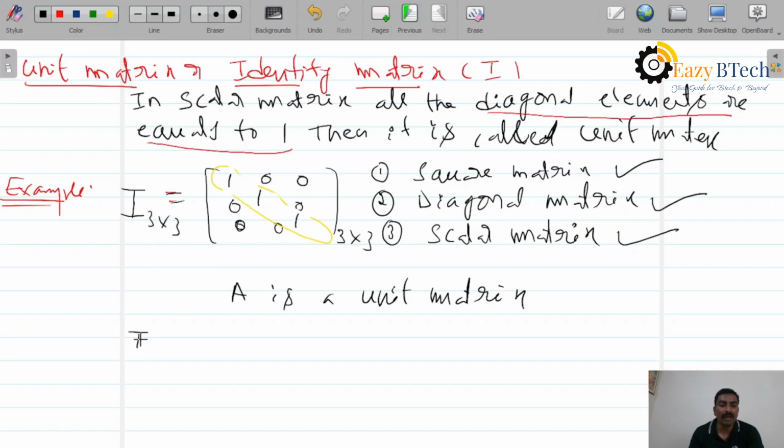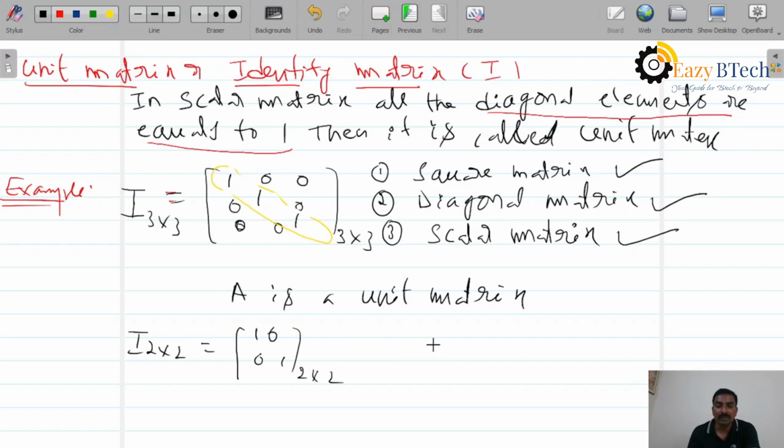Suppose if you want I 2 by 2. I 2 by 2 means this is 1 0 0 1. It contains 2 rows and 2 columns. So this is the square matrix of order 2 by 2. Now we have to discuss some more examples. Upper triangle. Okay, 1 minute. One more definition I will tell you.